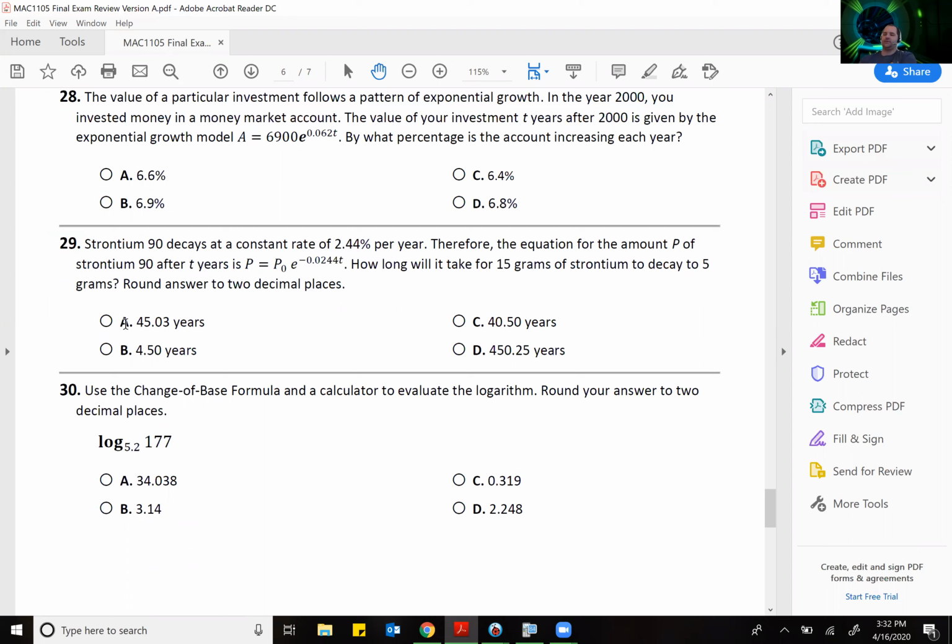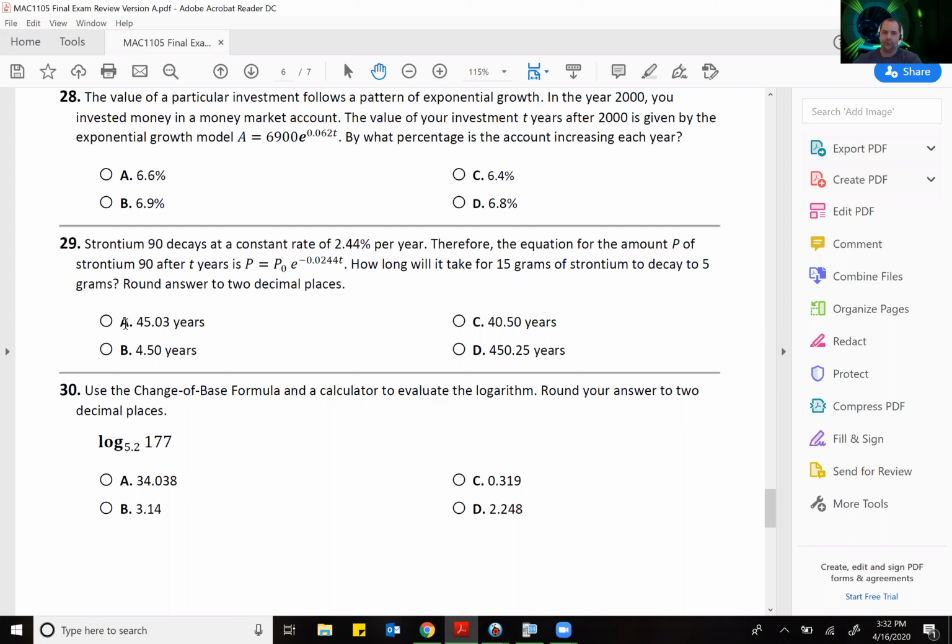This is it, the last problem. And again, this is coming from 6.5, number 30. All they want you to do is run the change of base formula. There are lots of ways to run the change of base formula, and I'll show you that here in a second. But those of you using the TI-84, you don't have to run it, because the calculator will run it for you anyway.